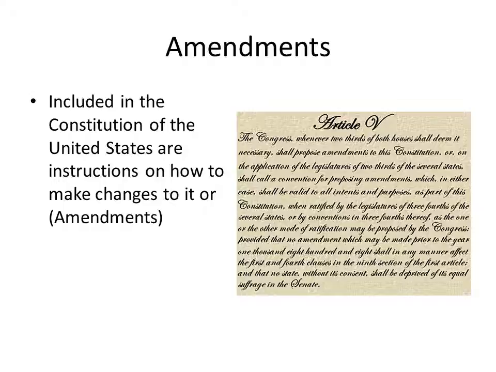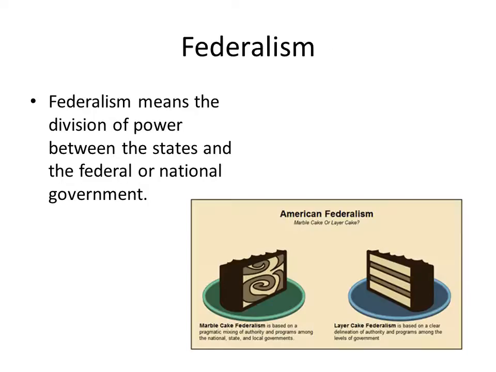So amendments, what it means is included in the Constitution of the United States are instructions on how to make changes to it or to make amendments to it, to add on to it. So amendments are additions to what was written in the Constitution. Our add-ons are things that add things to it. Federalism means the division of power between the states and the federal or national government.